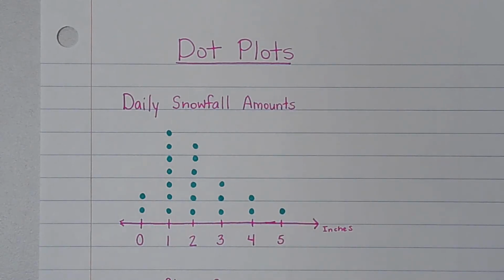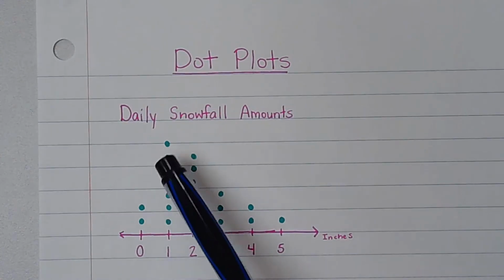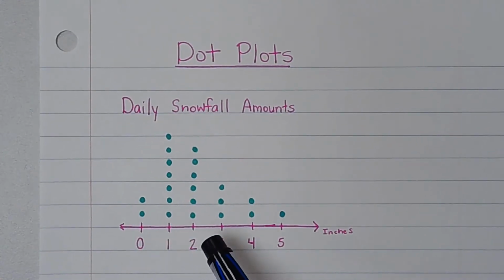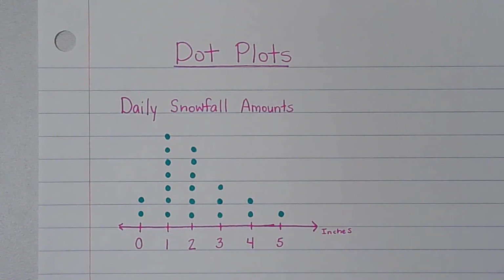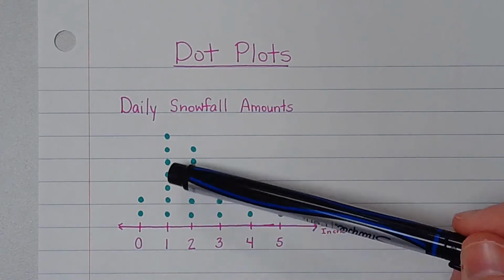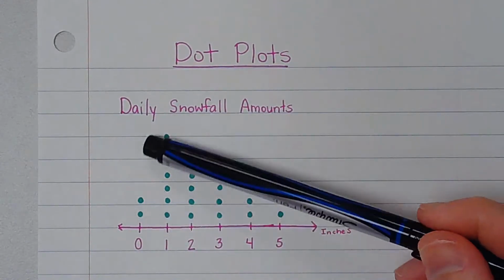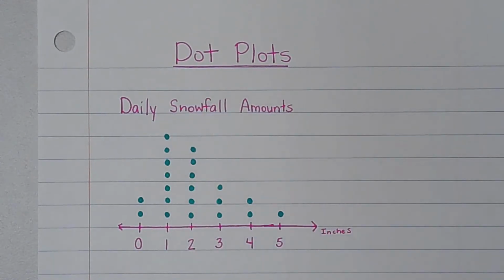So this is how many days it snowed 1 inch, how many days it snowed 2 inches, how many days it didn't snow at all. So that's how you read this dot plot. So for example, the question might say, what amount of inches had the most daily snowfalls? And you would just be looking for which number had the most number of dots.